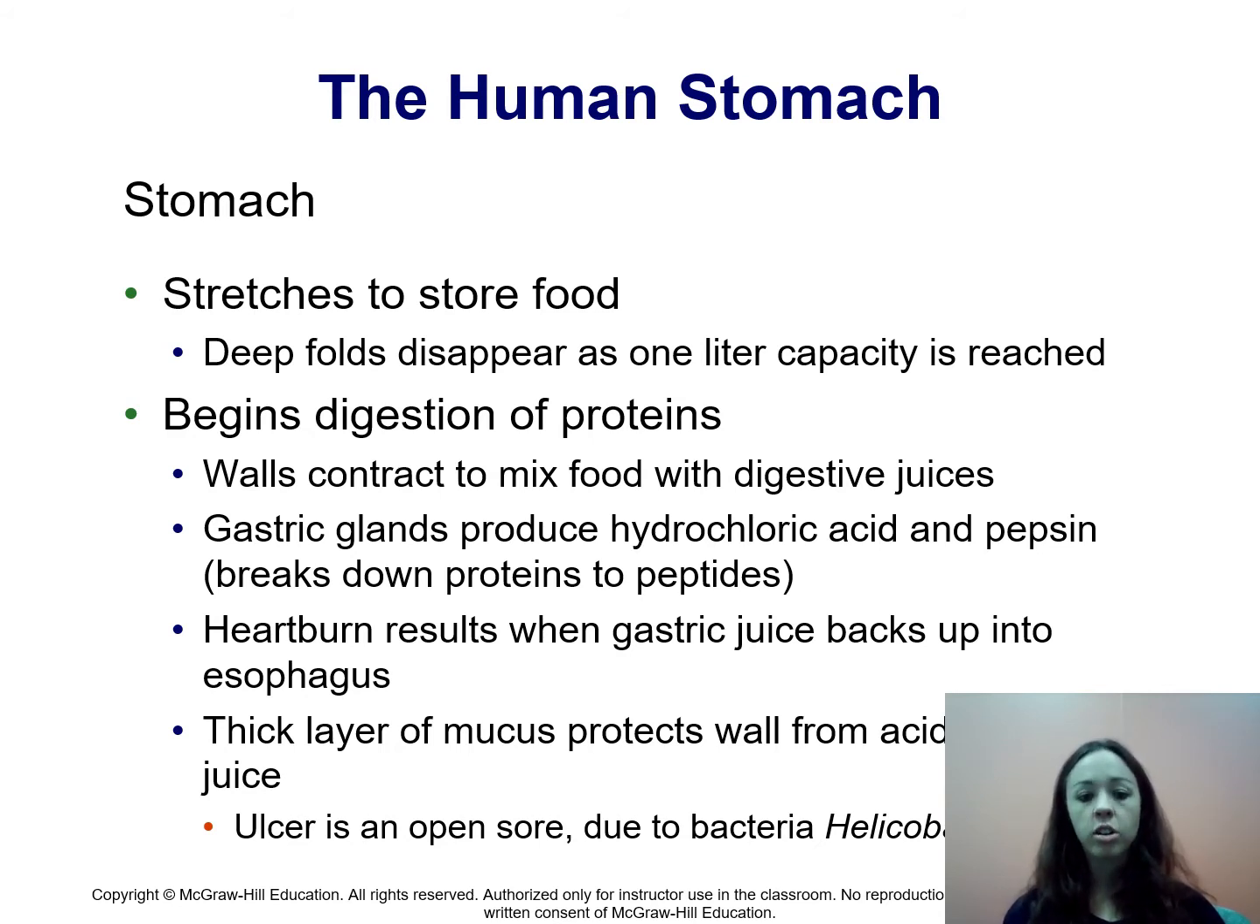Gastric glands are located along the inside of the stomach, and these produce hydrochloric acid, which promotes the activity of pepsin. And pepsin is an enzyme that breaks down proteins into peptides. The hydrochloric acid causes the stomach to have an acidic pH of 2. If the stomach acid gets into the esophagus, it can result in heartburn.